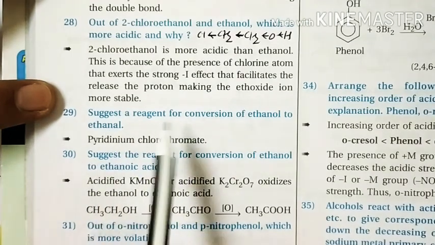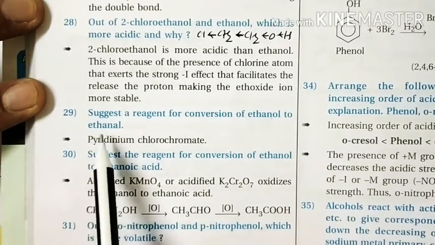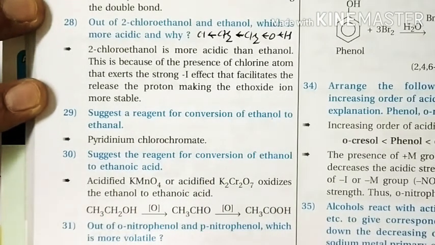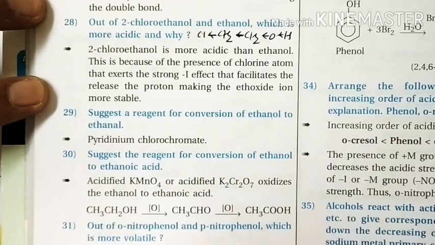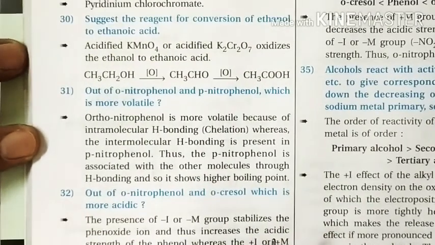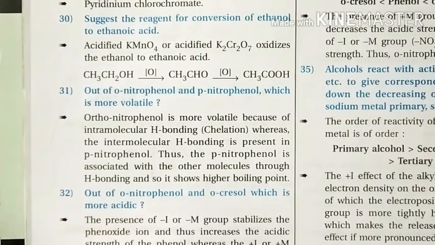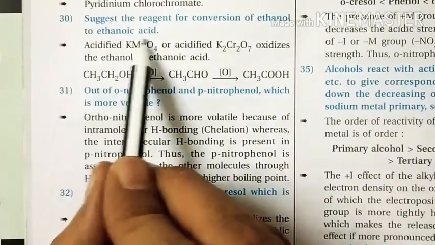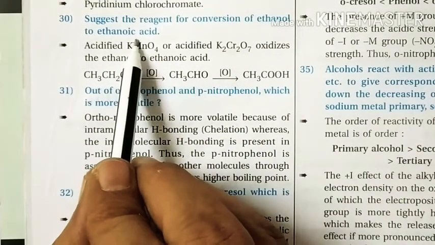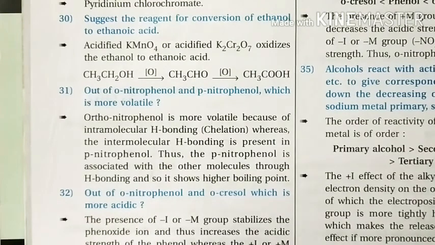Next, suggest a reagent for the conversion of ethanol to ethanal. Means we have to convert primary alcohol to aldehyde. So it's PCC, pyridinium chlorochromate in CH2Cl2. Next one. Suggest the reagents for the conversion of ethanol to ethanoic acid. Primary alcohol to carboxylic acid, no change in carbon number, so either acidified KMnO4 or acidified K2Cr2O7, whatever, but a strong oxidizing agent is required.